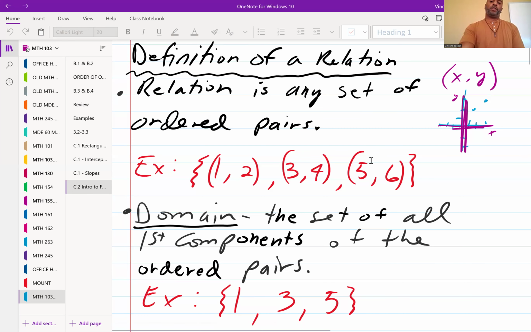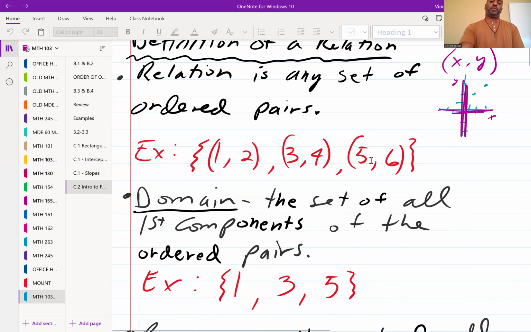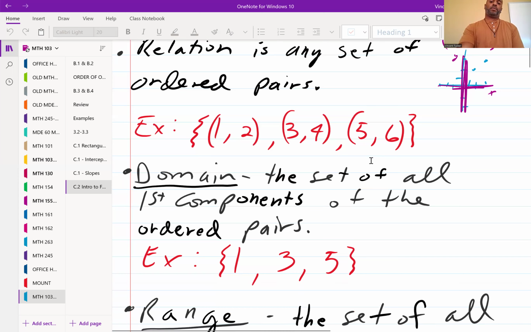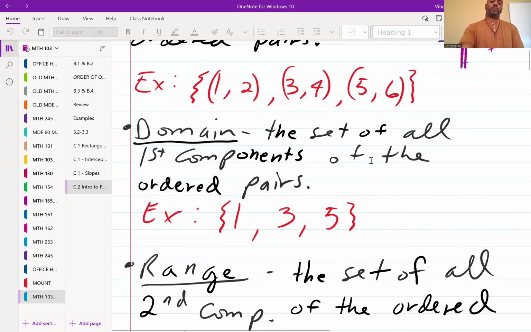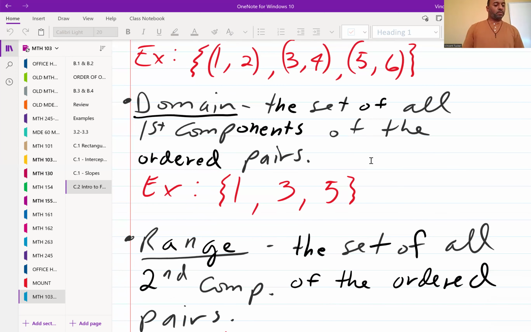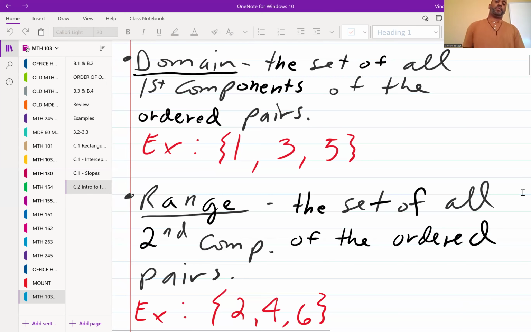The definition of relation. All right, your range is the set of all of the second components of your ordered pairs. So when your domain is 1, 3, 5, your range would be 2, 4, and 6.